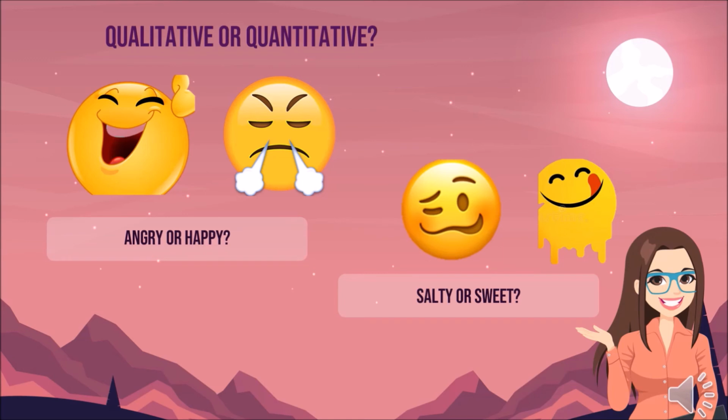Okay, now let's look at this picture. Can you determine which is a qualitative observation and which is the quantitative observation? Yes, it's true. All of these pictures are qualitative observations because they do not contain any numerical value, because we make the observation from these pictures by using our 5 senses.